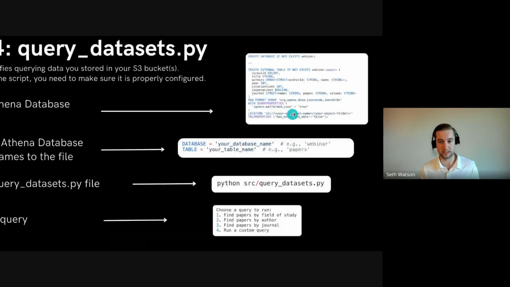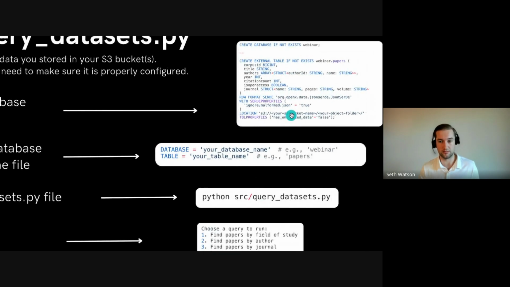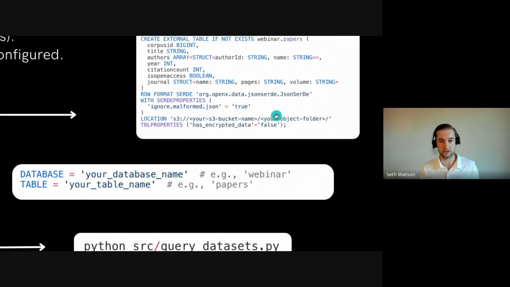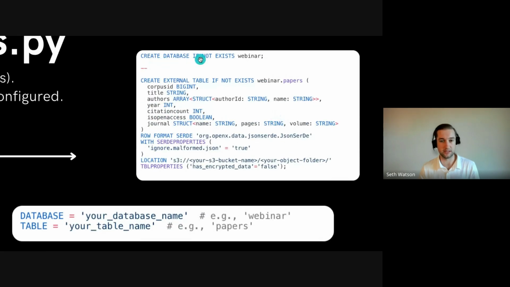I'll draw everyone's attention to this top side of the screen. You'll notice what I'm doing here is creating a database and naming it webinar. This is just an example I threw together. Then within that database, webinar, I'm creating a table called papers. I'm grabbing these fields inside of the papers dataset, and then taking from the particular location where it's being stored. So that's all that is.